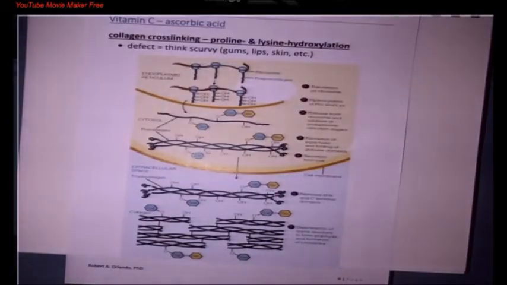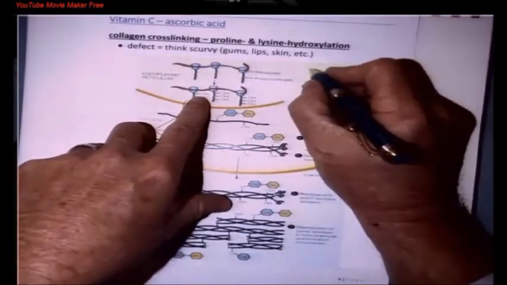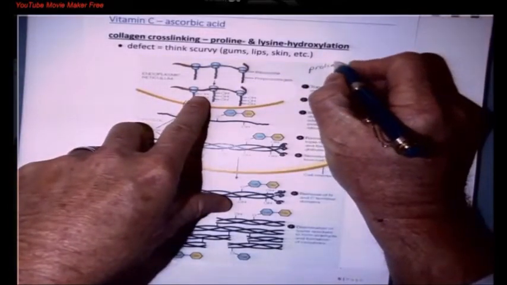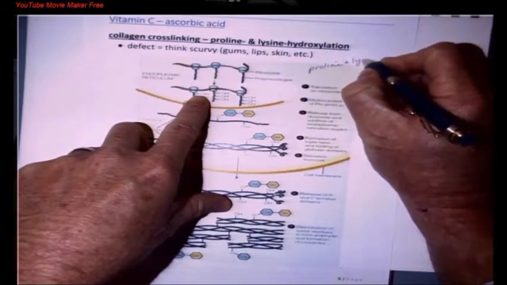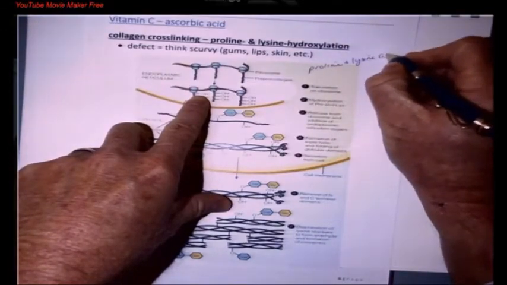So what does vitamin C do? We have proline and lysine amino acids in our collagen molecule.